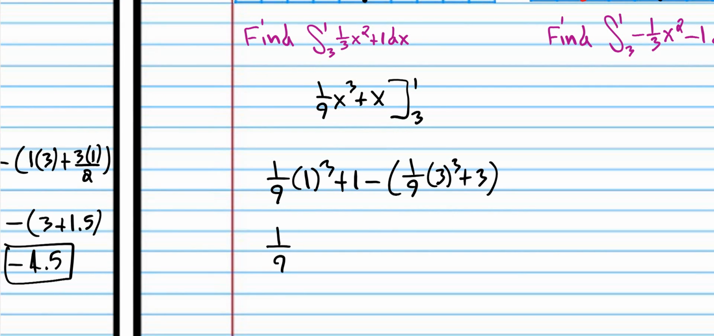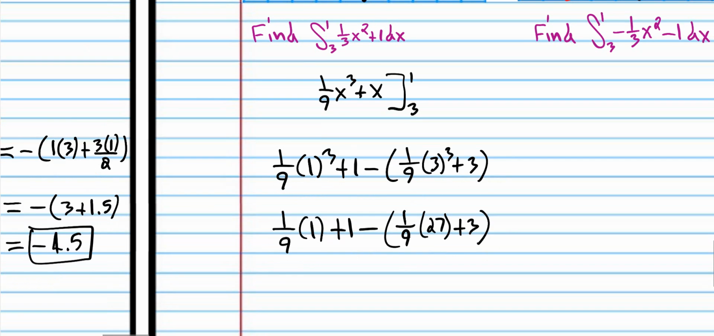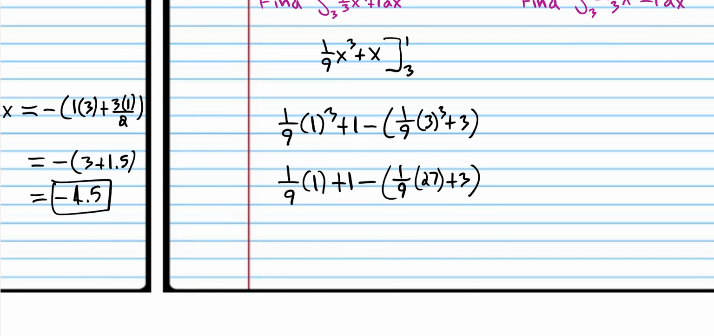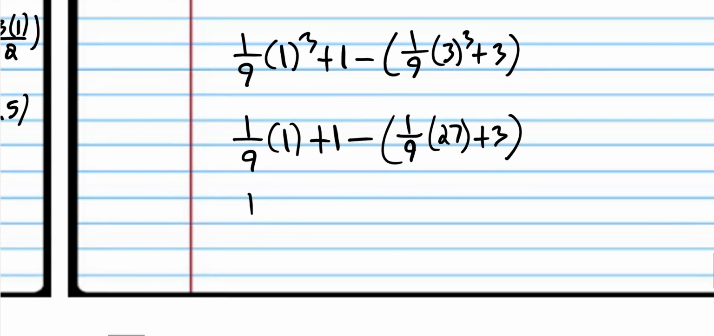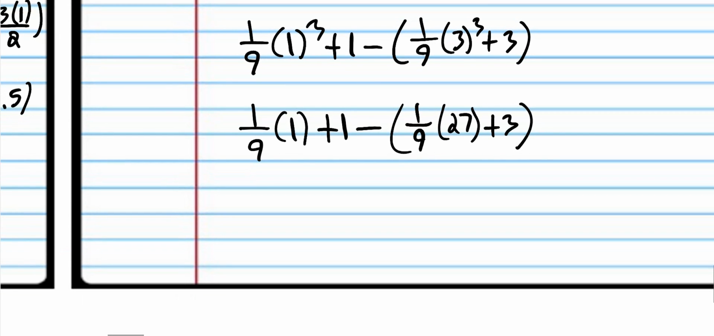And we get 1/9 times 1 plus 1 minus 1/9 times 27 plus 3. And long story short, we get -4 and 8/9.